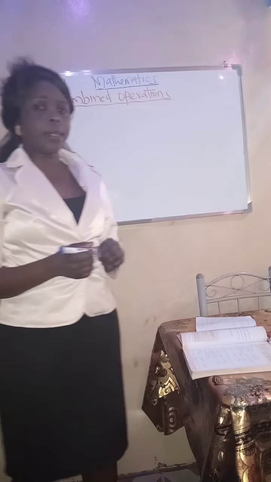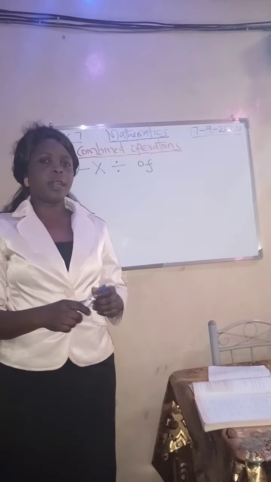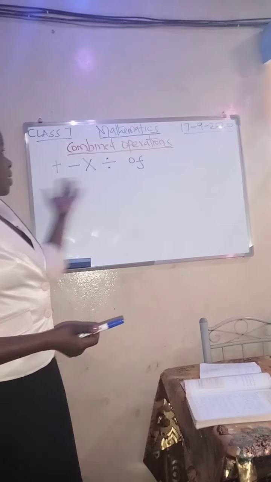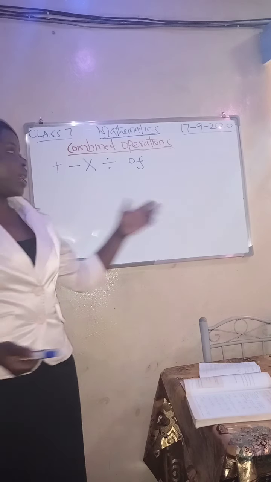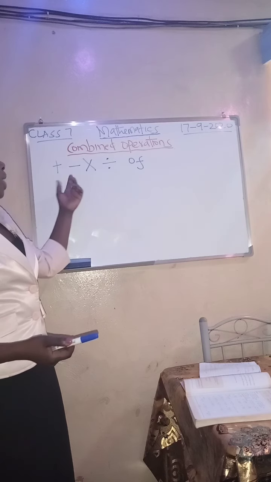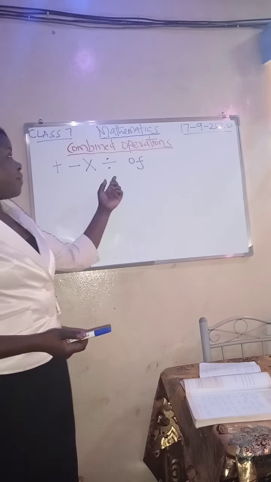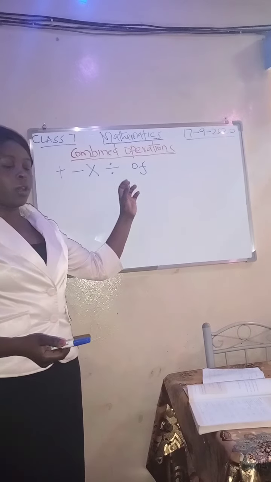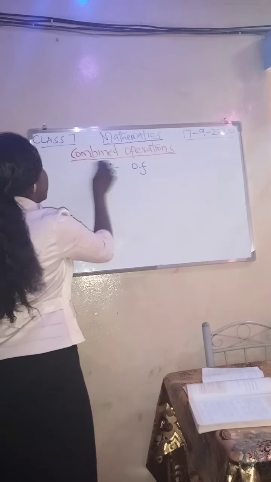Yes, so as I was saying, in mathematics, we are given different problems, and these different problems have different ways of dealing with them. So we have these signs. They are the ones that help us to solve the problems in mathematics. We can add, this one is called addition, you know that. This is subtraction. We have multiplication. We have division. And also we have this one, of. It's called of.